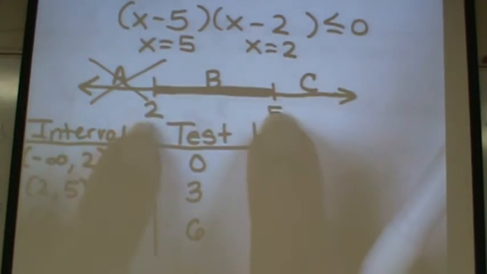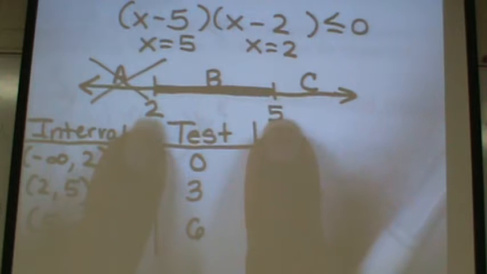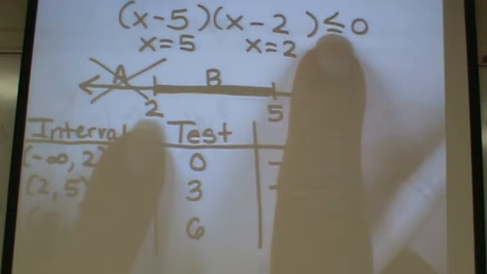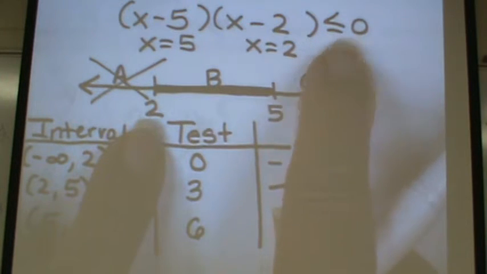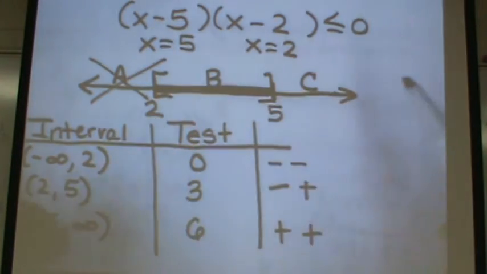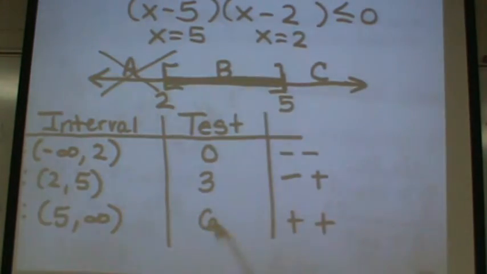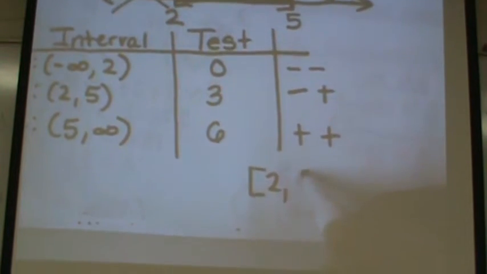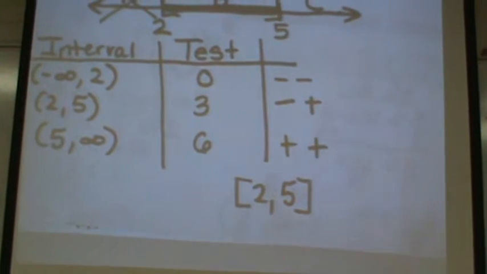Now, we've got to make some decision. Do we include 5 and 2? Yes. Because the equal to 0 is there, we are going to bracket these. If that bar were not there, they would be parentheses. So what's your final answer for this? Bracket 2, comma, 5, bracket. That's the solution.